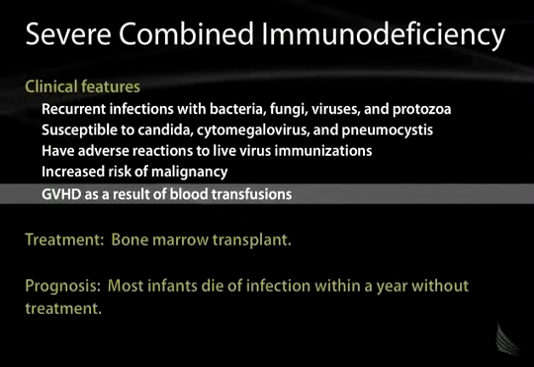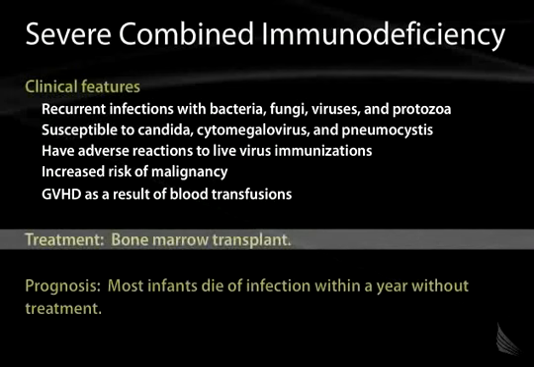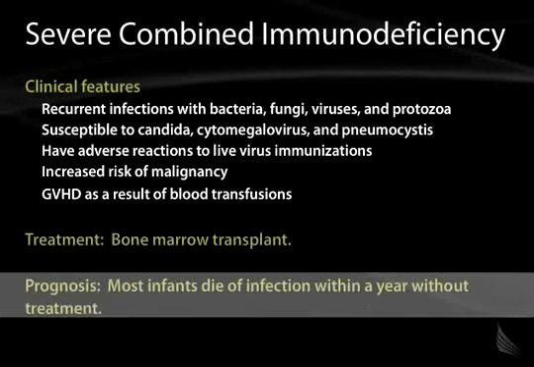They are also at risk for graft-versus-host disease as a result of blood transfusions or bone marrow transplant, which is the only way we have currently of treating these patients, although this has been one area where there has been some early success in trying to treat these patients with restorative gene therapy. Unfortunately, most infants die due to the large number of infections within a year if they're not treated with something such as bone marrow transplant.